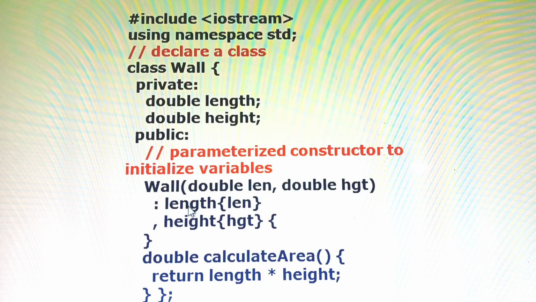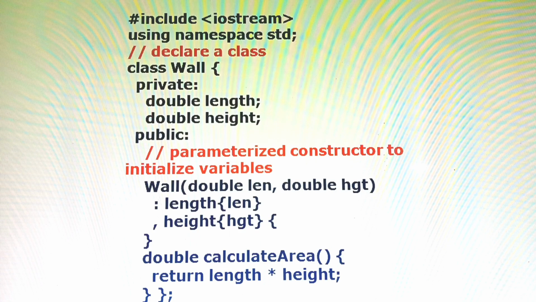Then initialize the variables. Here we are not initializing with the value, we are initializing the variable. First, length within braces, give the variable for length. Then height, give the initialized variable HGT. In the previous program we initialized with the default value. Here, not the default value, we initialize with the variables.